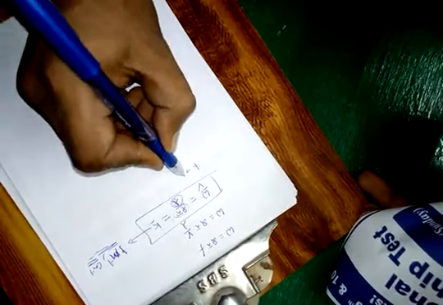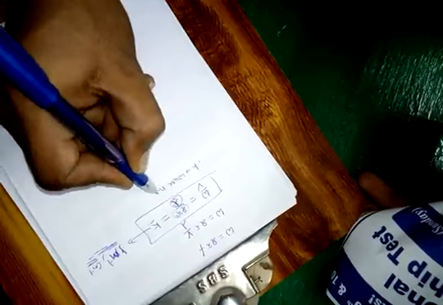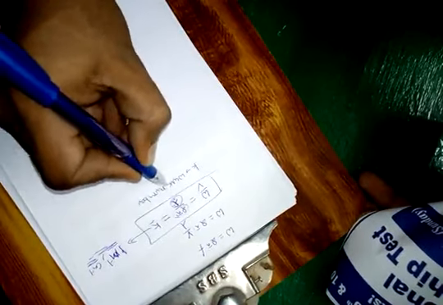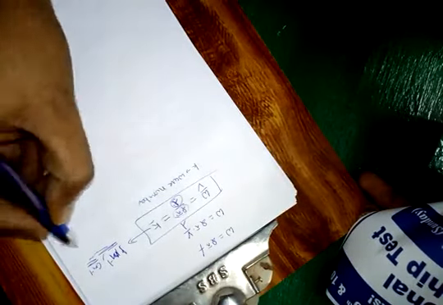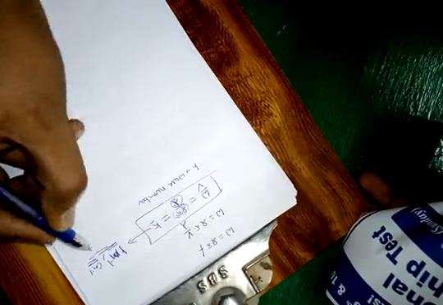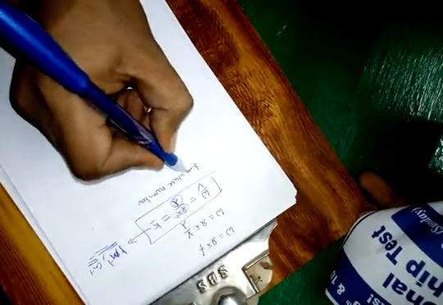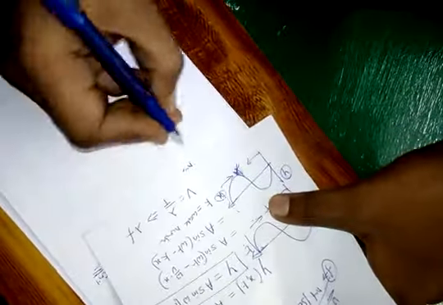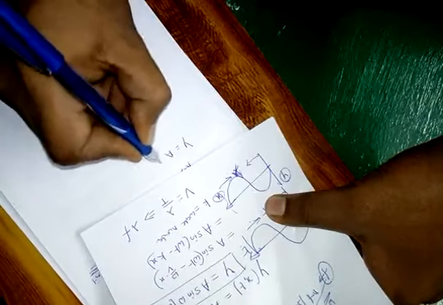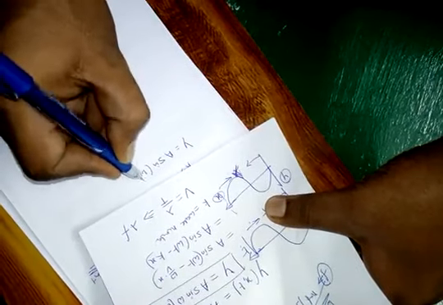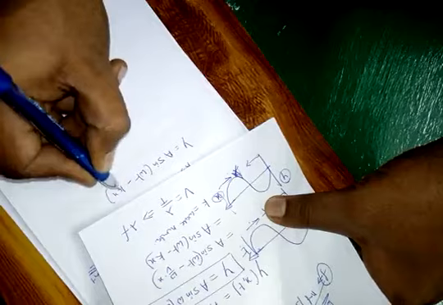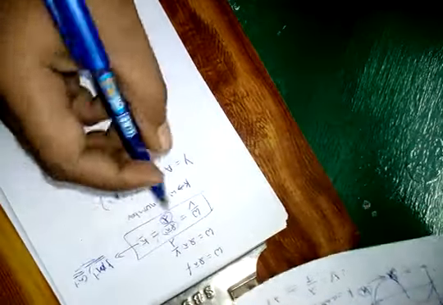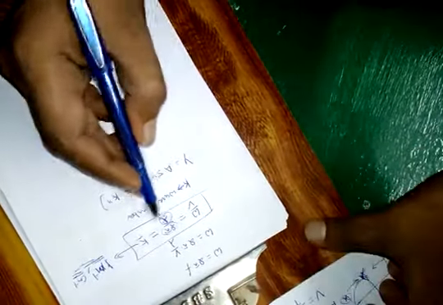K is called wave number. Indirectly it says how many wavelengths are completed in per unit distance, that is given by the k, wave number. So we can write that y is equal to a sine omega t minus kx, or else you can write omega by v is equal to 2 pi by lambda.